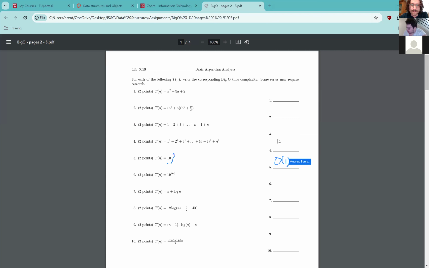That's kind of what I thought it would be. Just because it's a constant, right? In my head, O of 1 means constant. It's a constant time. It doesn't matter what n is.